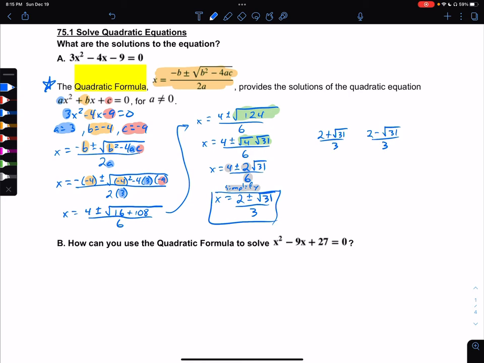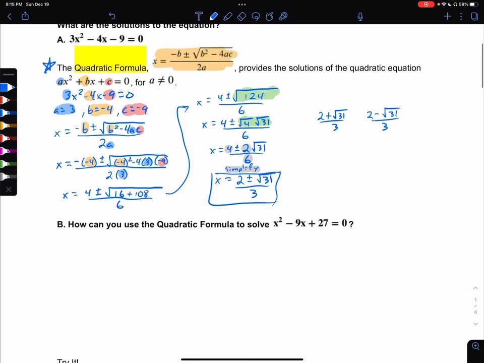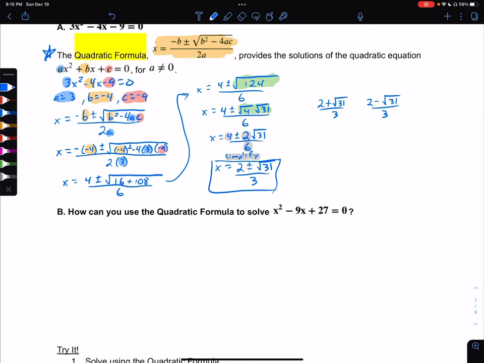So let's look at example B. In example B, our equation is equal to 0, so we're good here. We don't have to move anything around. So I'm going to take my equation, x squared minus 9x plus 27, and I would label my A, B, and C values. Okay, so let's try to use the same colors. B is going to be -9, and C is 27.